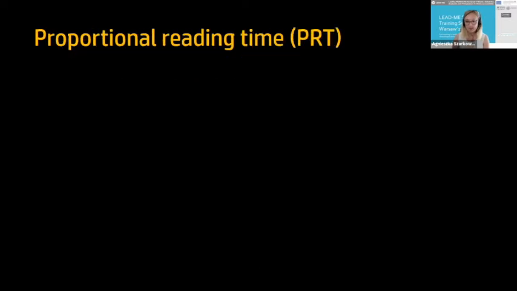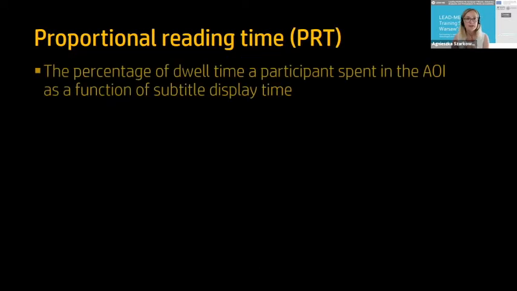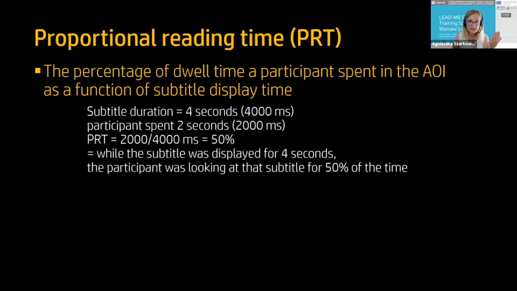So I'll just take one slide to explain this to those of you who may not be familiar with this. So essentially, PRT is calculated as the percentage of dwell time that persons spend in an area of interest, being one subtitle, as a function of how long this subtitle was displayed. So for instance, if you had a subtitle that was displayed for 4 seconds, which is 4,000 milliseconds, right? And participants spend 2 seconds reading the subtitle and 2 seconds looking somewhere else. So proportional reading time here would be 50%, right? And that means that while this subtitle was displayed for 4 seconds, the person was just looking at this subtitle for half of the time.